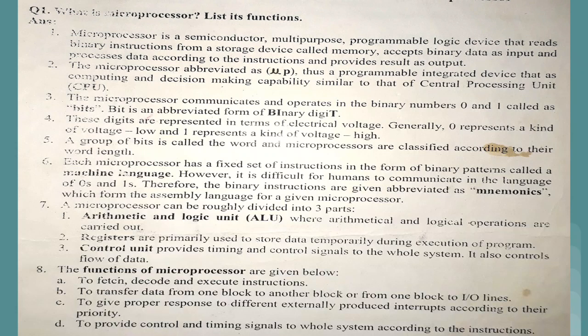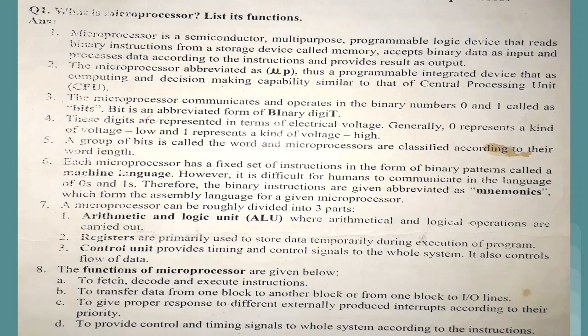The first part is the arithmetic and logic unit, which performs arithmetic operations like addition, subtraction, increment, decrement. Then we have logical operations. Logical operations mean performing logical OR, logical XOR, logical AND. All such operations are carried out with the help of the ALU.